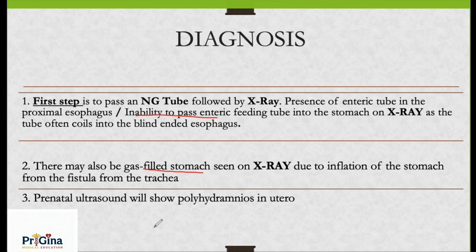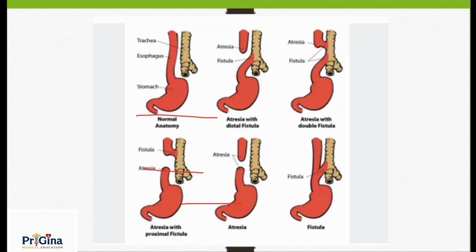Also, when you do a prenatal ultrasound and you see polyhydramnios, it could be pointing you to the condition because the fetus is not able to swallow as much amniotic fluid as it should. So the amniotic fluid piles up leading to polyhydramnios.